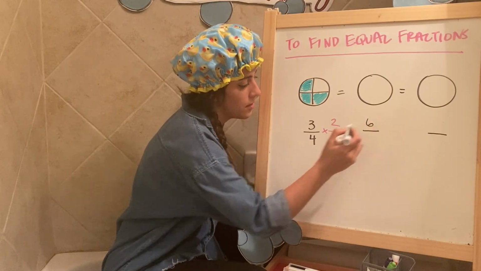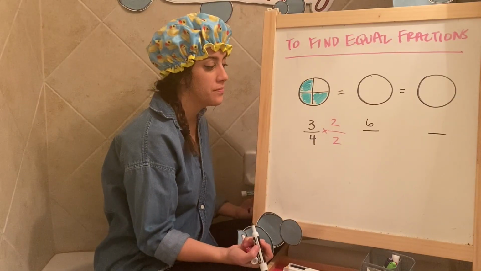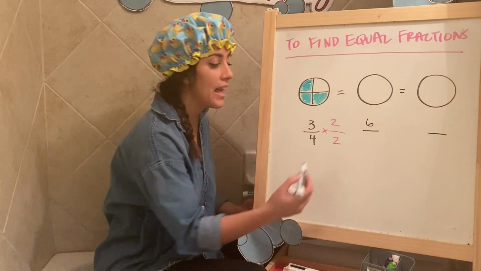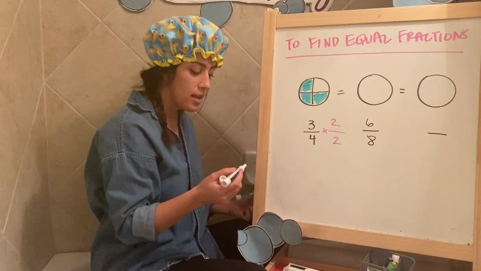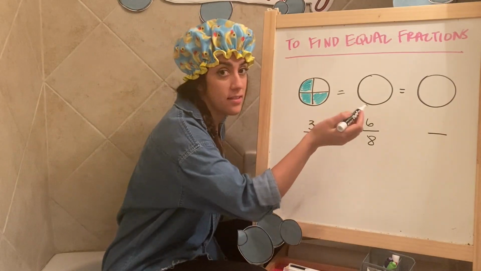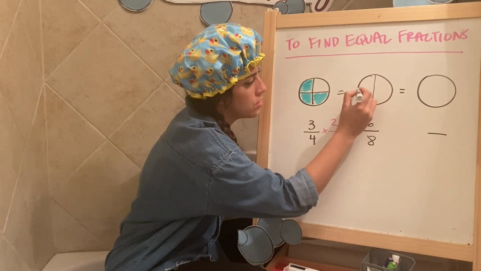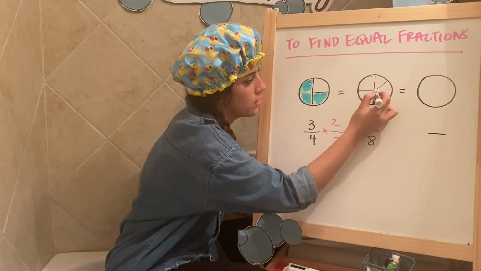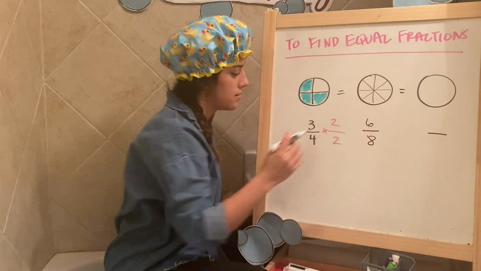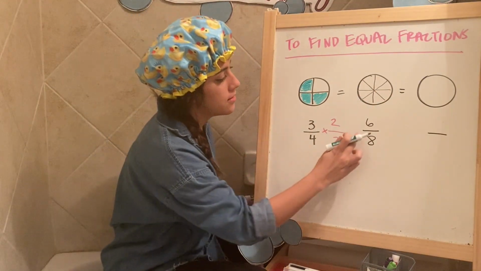6. 4 times 2 gives me what? 8. Okay, let's represent this on the circle. Let's see if it's actually the same. So I'm going to make 8s. That's 4ths. That's 6. That's 8s. And I'm going to now shade in 6 out of 8.